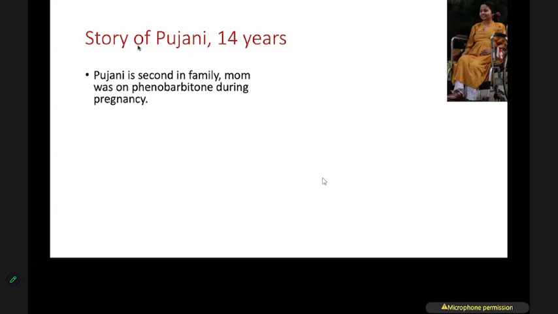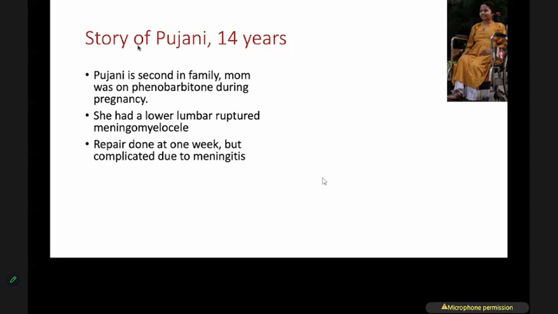So Poojan is the second child born to a family where the mother actually suffered from epilepsy. Unfortunately, in those days, at least most of the patients were put on the older group of anti-seizure medications, and she was continued on phenobarbital without being changed before pregnancy. As a result, Poojan had a lower lumbar ruptured meningocele. Repair was done at 1 week, a bit delayed because 1 week is too late. I told you it has to be very early surgery. As a result, it was complicated with meningitis.